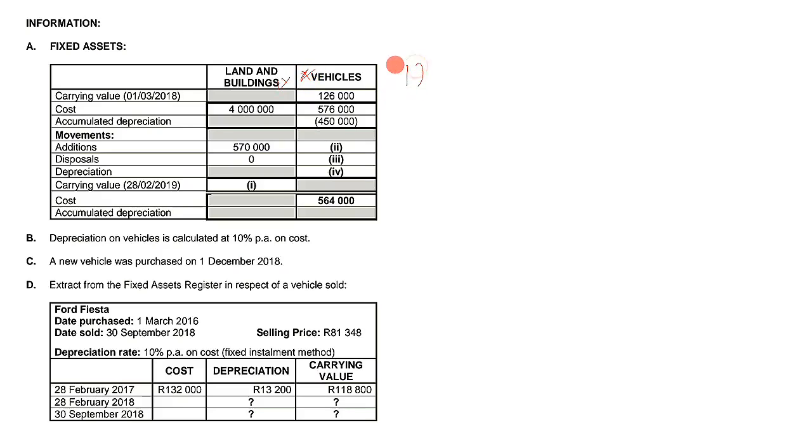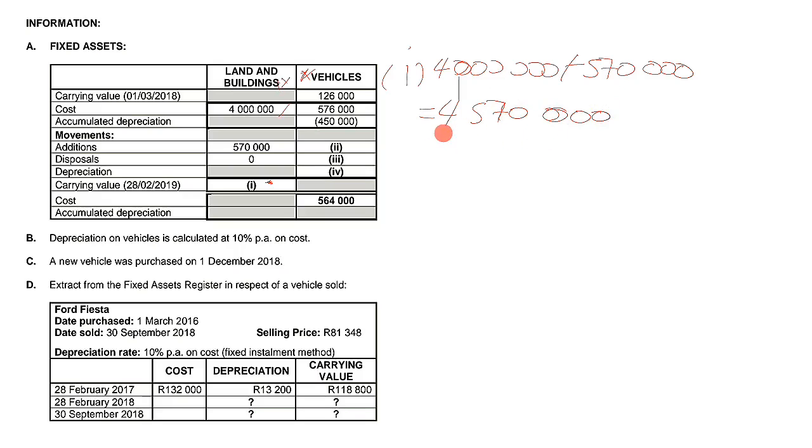Roman figure 1, you need to calculate your carrying value at the end. You are given the cost at the beginning, which was 4 million. So our calculation is cost at the beginning of 4 million plus our additions at cost, which is 570,000. Therefore our carrying value at the end is 4,570,000 for land and buildings.